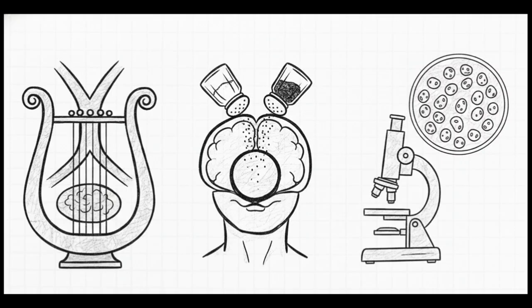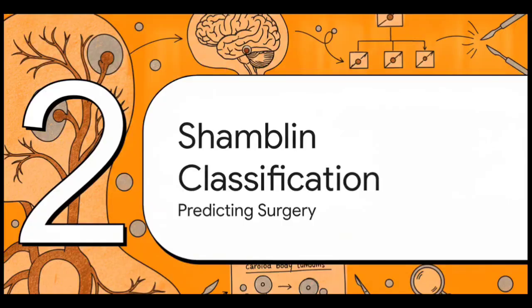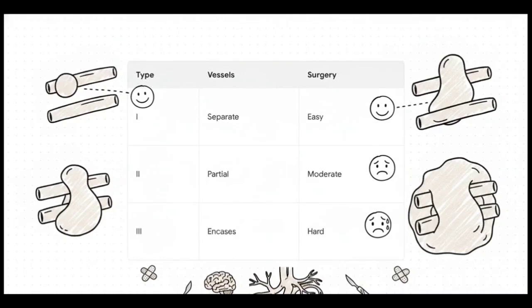And on histology, you're looking for that massive buzzword, the Zellballen pattern, which is made up of chief and sustentacular cells. Moving on to Section 2, the Shamblin classification, which helps us predict the surgical battle ahead. Knowing exactly how tough it's going to be to safely remove this vascular mass is key. Enter the Shamblin classification, which grades surgical difficulty based on vessel involvement.